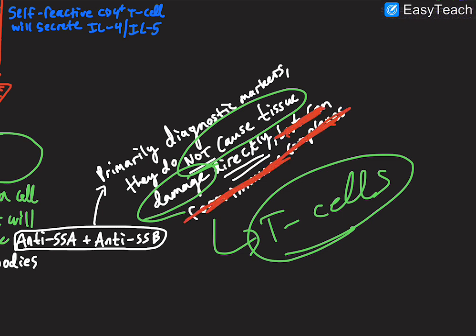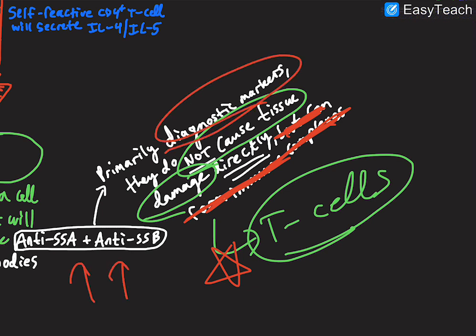So let's just try to remember the main things. It's a type 4 hypersensitivity, infiltration of self-reactive T cells, and your anti-SSA and anti-SSB antibodies are diagnostic markers. If you do serology in a blood test, you would see these antibodies, which would help you diagnose Sjogren syndrome. But it's not directly causing tissue damage. It's your self-reactive T cells that are causing the tissue damage.